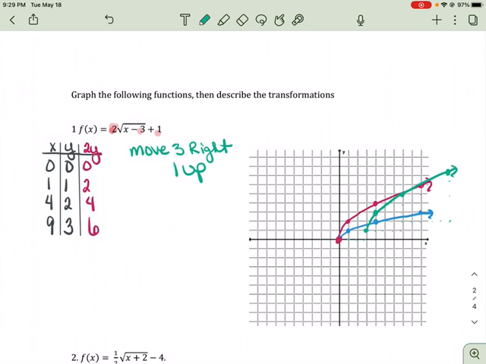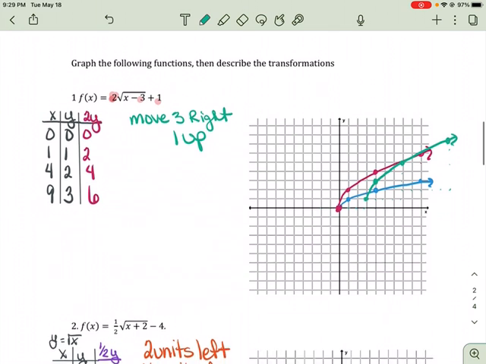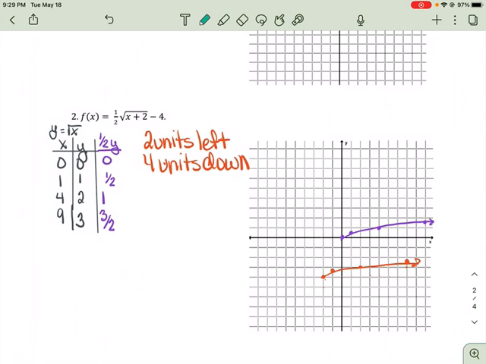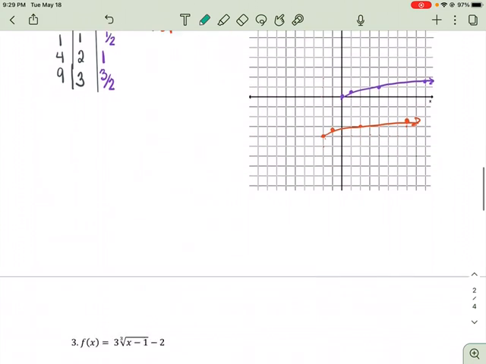Make a chart. If there's a number in front of the square root, you're going to multiply the y's by it. And then if there's a number added or subtracted inside, we're going to move it left or right, and then up and down. All right, so let's see what we came up with. Oh, I guess I used orange. Okay, so the purple is the one with the 1/2, and then the orange is 2 units left and 4 units down.